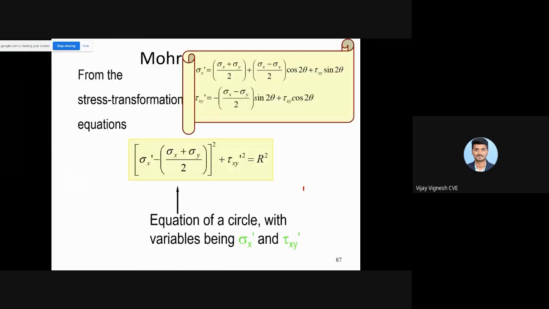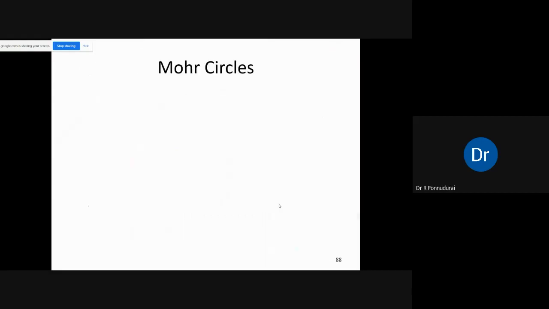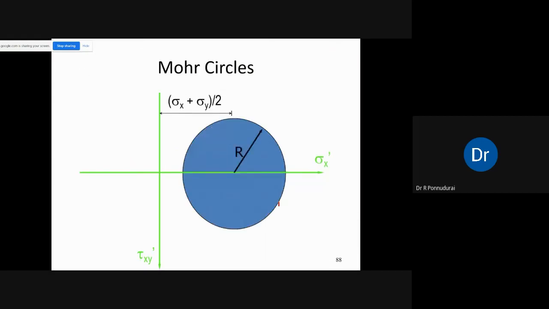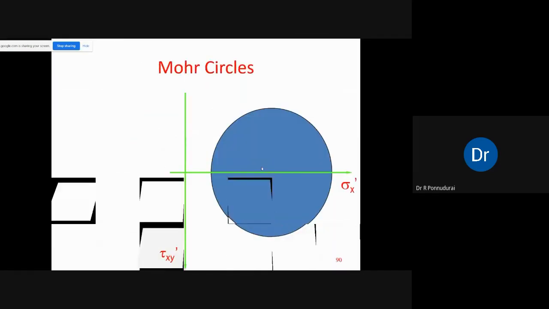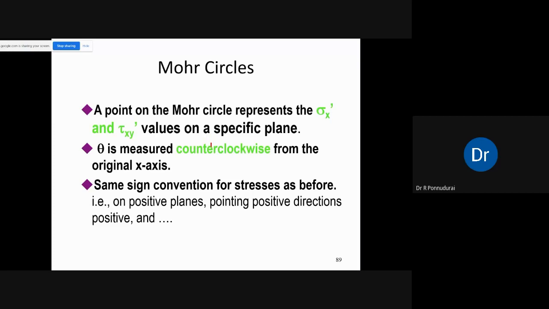Yes, sir. From the Mohr circle, this is a general equation. We know the stress transformation equation. From that we got the average: sigma average comma zero will be the center point of the circle. We have drawn a circle, the center point is known to you now, it is sigma x plus sigma y by 2, average comma 0, and the radius is known to you, so you can draw the circle. Now theta is measured counterclockwise, anticlockwise from the original x axis, so it is positive.